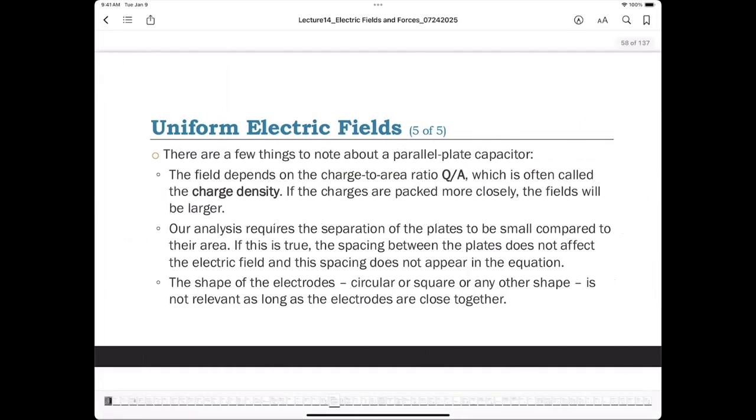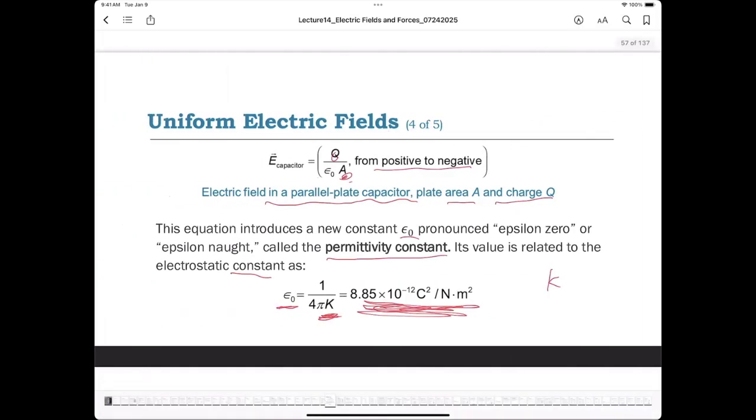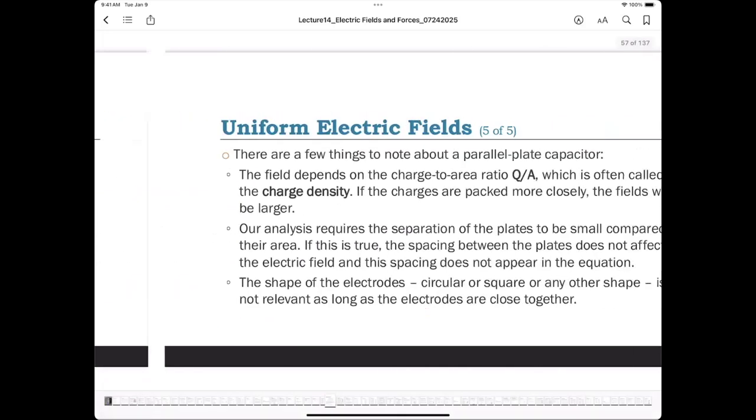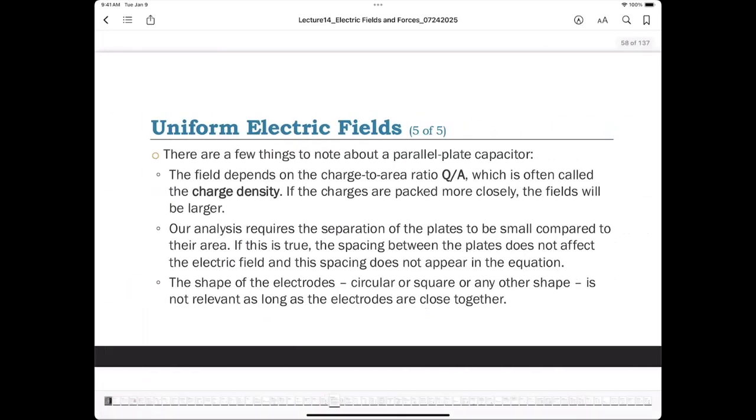There are a few things to note about a parallel plate capacitor. The field depends on the charge to area ratio Q divided by A, where A is the plate area and Q is the charge. This ratio is often called the charge density. If the charges are packed more closely, the field will be larger.